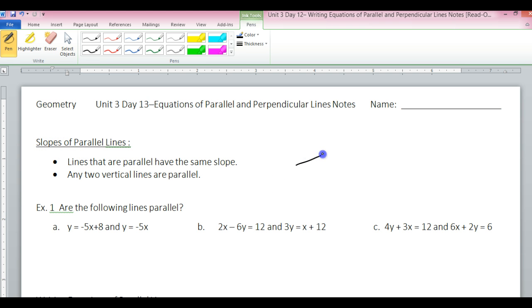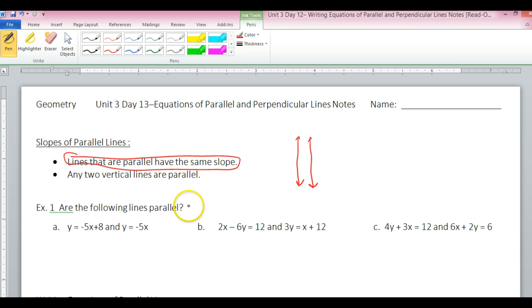Well, think about it. If I have this line parallel to this line, what you should notice is that the rise over the run will always have to be the same. So when we look at parallel lines, we know that their slopes will always be the same. Lines that are parallel have the same slope, and any two vertical lines are always going to be parallel. So no matter what, any two vertical lines will be parallel.